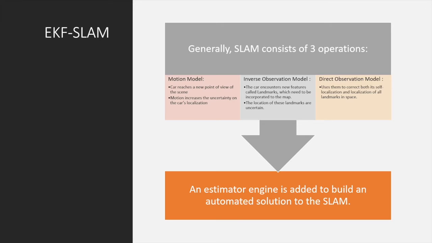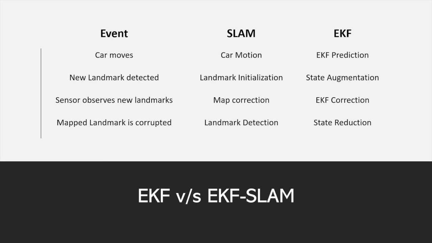So the direct observation model. The direct observation model uses both its state and the state of the landmarks to position itself correctly in the surroundings. So these all can be added to an estimator engine to build an automated solution to the SLAM. The similarities and differences between the extended Kalman filter and extended Kalman filter SLAM algorithm is the above. There are many differences and similarities between EKF and EKF SLAM algorithms, which can be viewed directly in this slide.